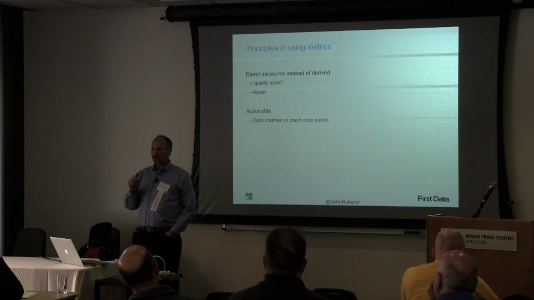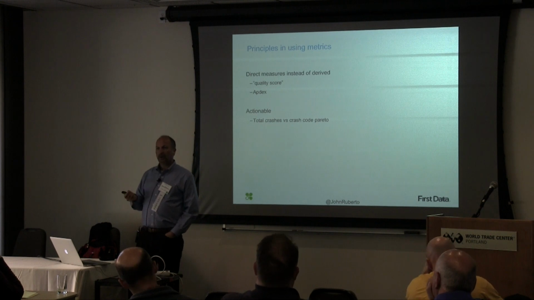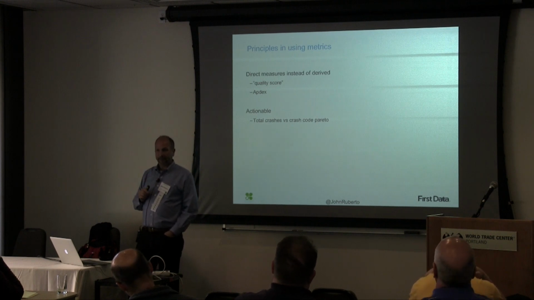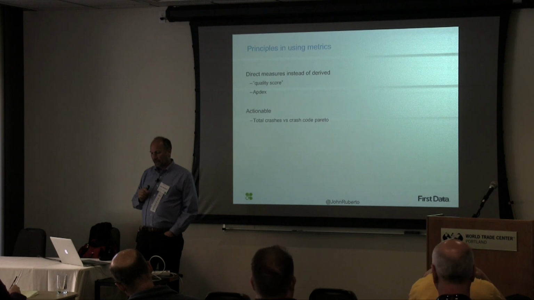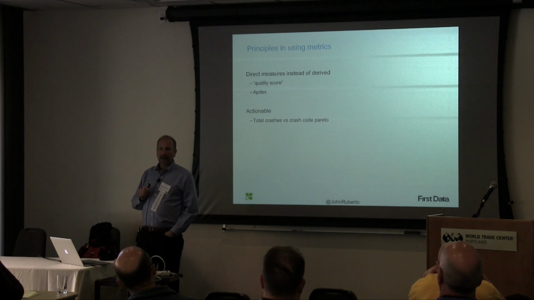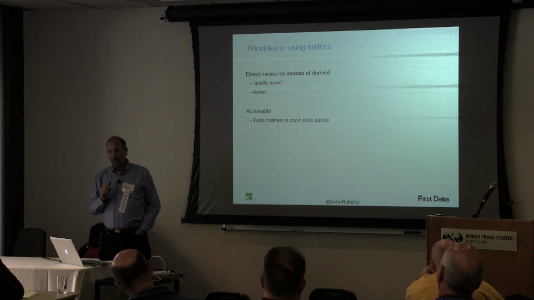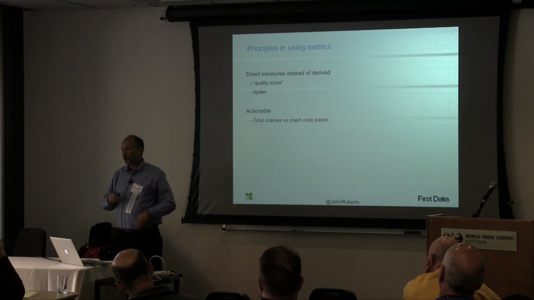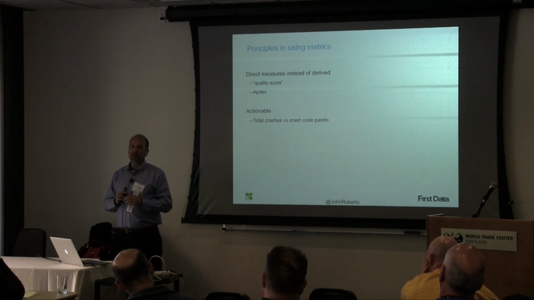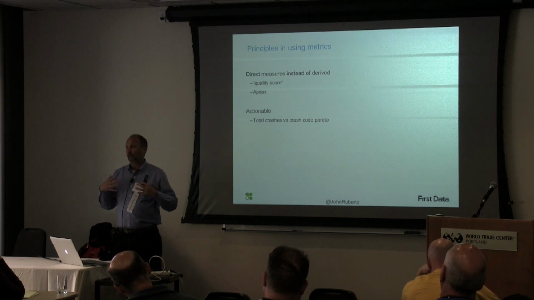Actionable. So as we saw in the stoplight example, we want to be able to take action with our data. To give you an example, total crashes versus a crash code Pareto chart. I was leading the quality team for a mobile app, and we were crashing about 600,000 times a month. We had a huge active user base, but that represented probably about 95% crash-free sessions, and that felt wrong to me. It felt like we were crashing too often.